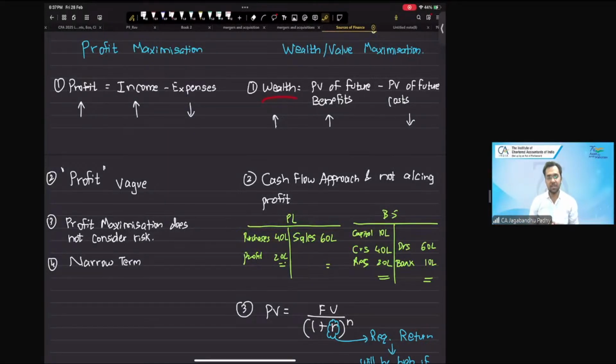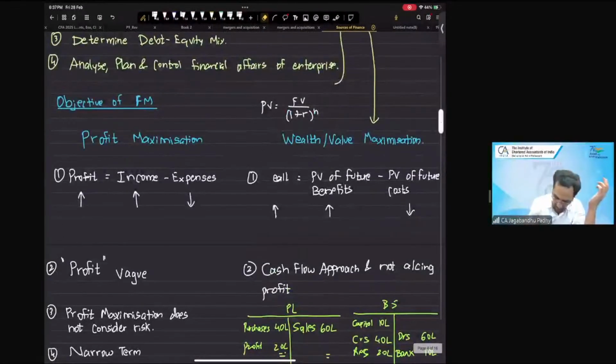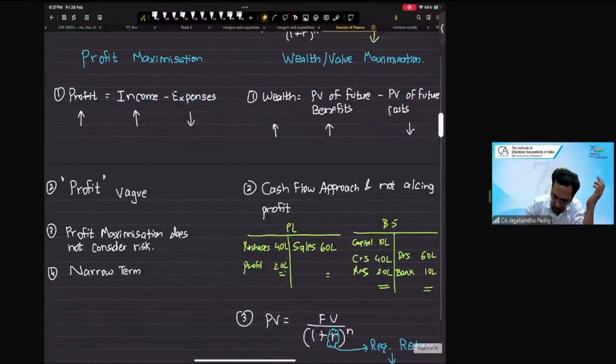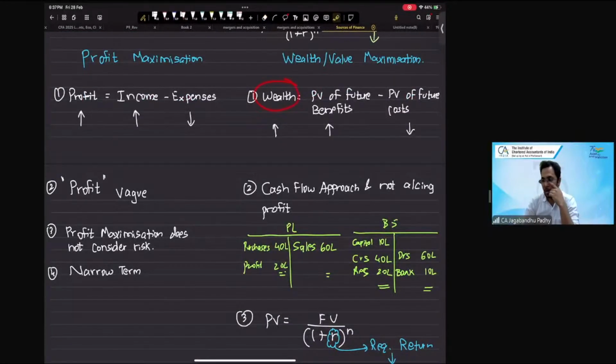Whereas wealth is nothing but present value of future benefits minus present value of future costs. It is a visionary term, because you're looking at what is going to happen in the future. When you say wealth maximization, your objective is to look at the future, whereas in the immediate, near term, we are looking for profit maximization.